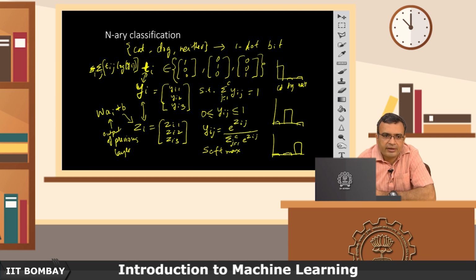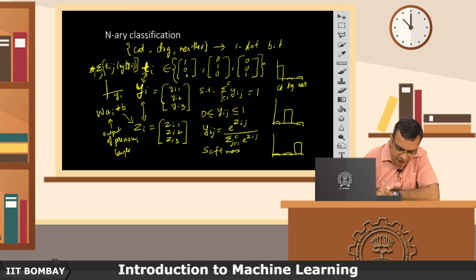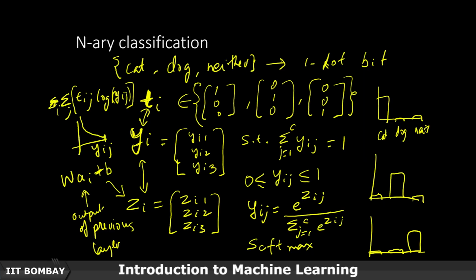So when Yi is close to 1, then because of the negative sign, we are going to have 0 loss. If it is close to 0, then we are going to have infinite loss. So the loss profile looks like what you saw earlier: for different Yij, assuming Ti is 1, it is going to be infinite, and then it is going to come to 0 when Yij is equal to 1. So that remains as it is, but this is how we will set up n-ary classification.